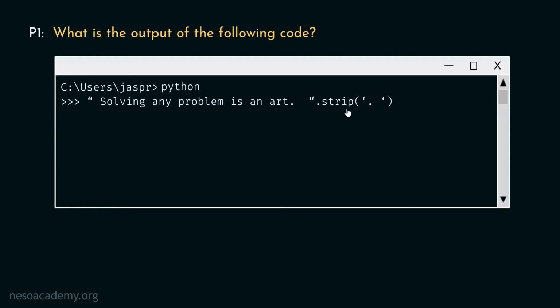Okay, the strip method is capable of removing leading and trailing characters. Here to the strip method we have provided two characters: one is a dot and the other one is a white space. So this means it will remove all white spaces and dots from leading and trailing positions of this string. So it will remove this white space, it will remove these white spaces, and it will also remove this dot.